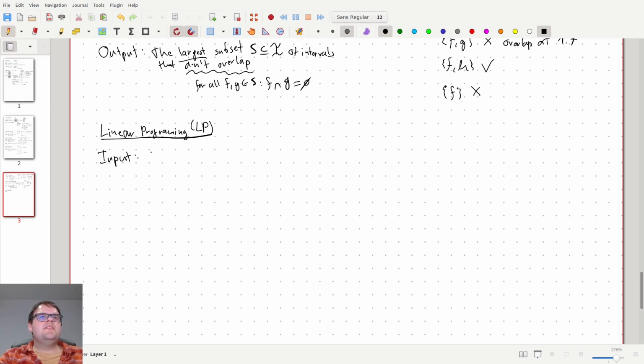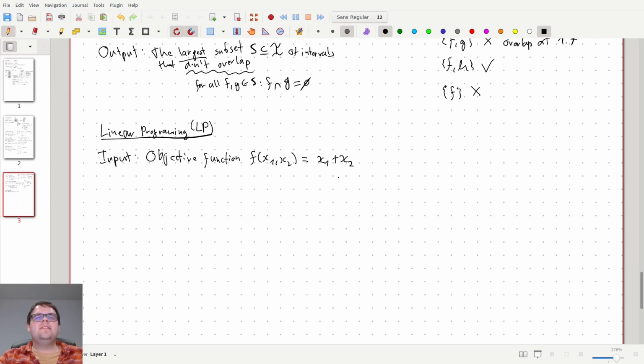So it's also an optimization problem. For the input, you have an objective function. The objective function is just the object you want to minimize or maximize or optimize in some way. So for example, let's take f of x1, x2 is equal to x1 plus x2.